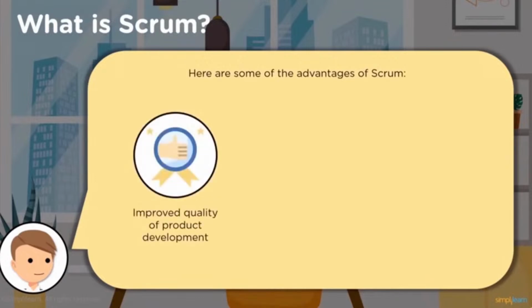First of all, it improves the quality of product development. With Scrum, you are able to develop complex products in a less complicated process. Teams are able to constantly make improvements to their product thanks to the input and feedback from their customers.